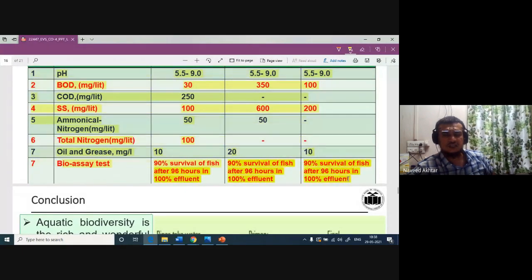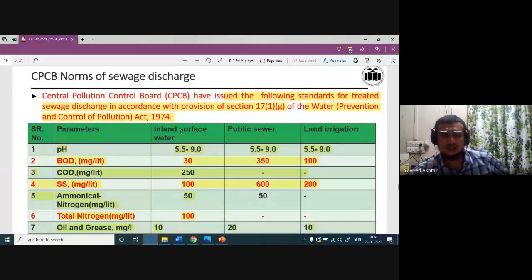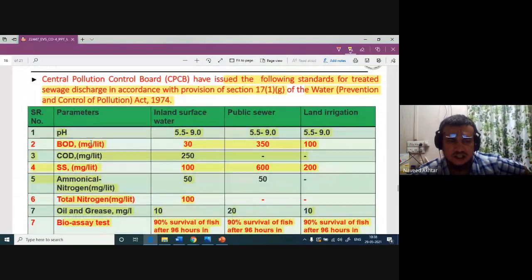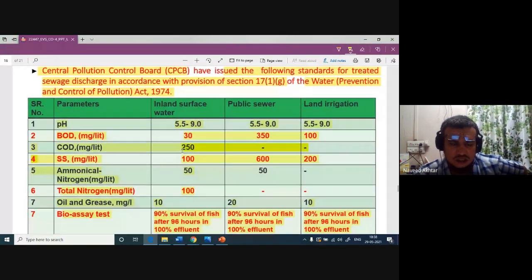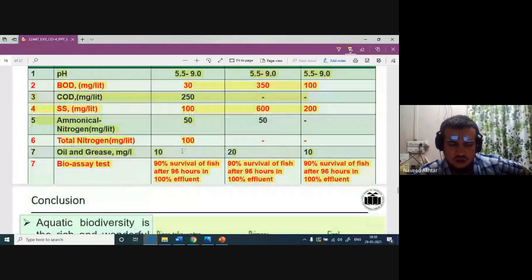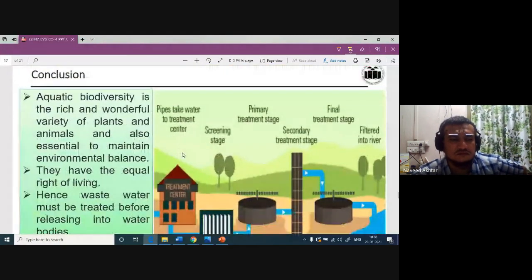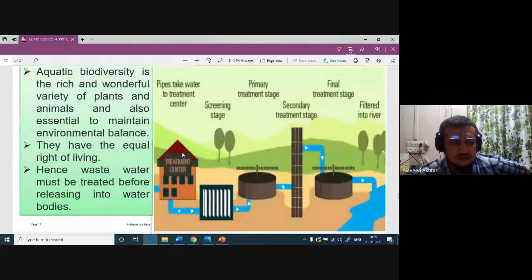Okay, so these are some of the parameters given by the Central Pollution Control Board. These are the permissible values before discharging the effluent into the water bodies. Now the conclusion: aquatic biodiversity is the rich and wonderful variety of plants and animals, and it is also essential to maintain the environmental balance. So that's why the effluent we are discharging should be treated.